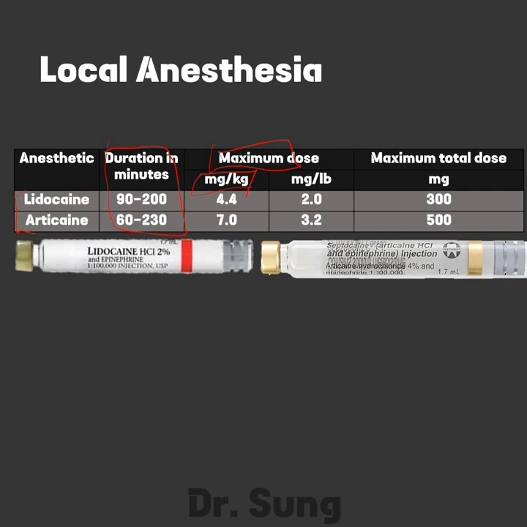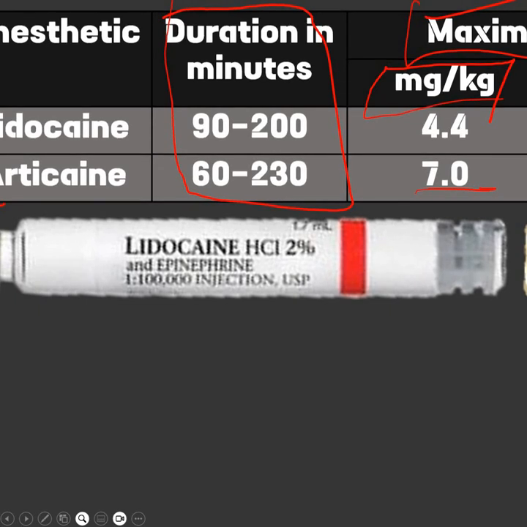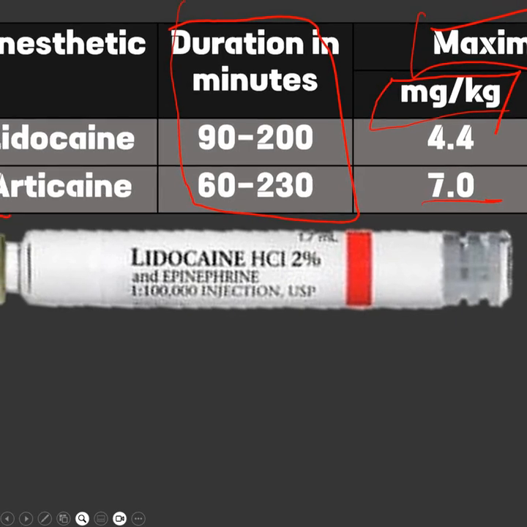Okay, so articaine is 7.0. Don't forget about the 4 that I mentioned a while ago. 7.0 and 3.2 milligram per pound. So remember this. So these are the actual carpules. It looks like this, right? For the lidocaine, we don't see any milligram, but we see this.